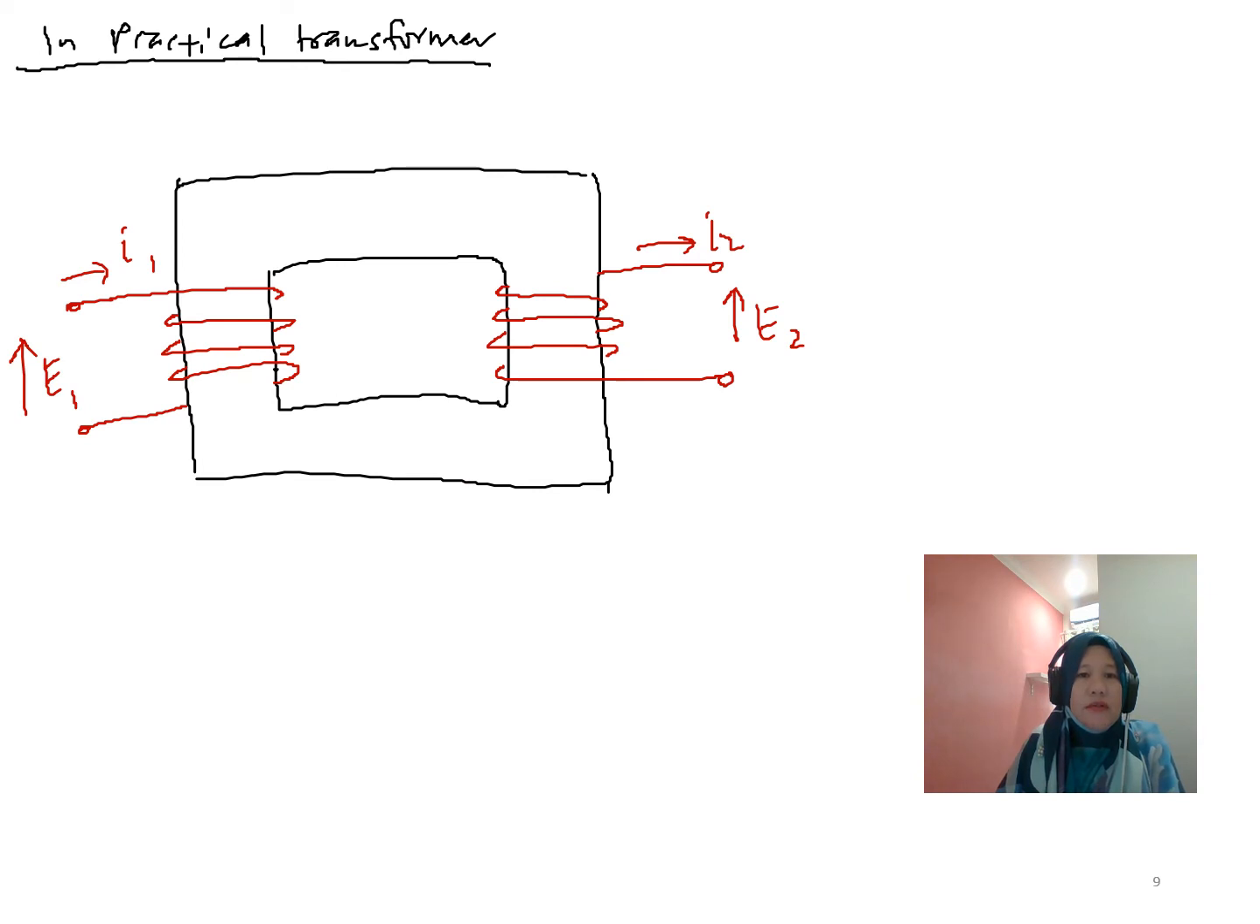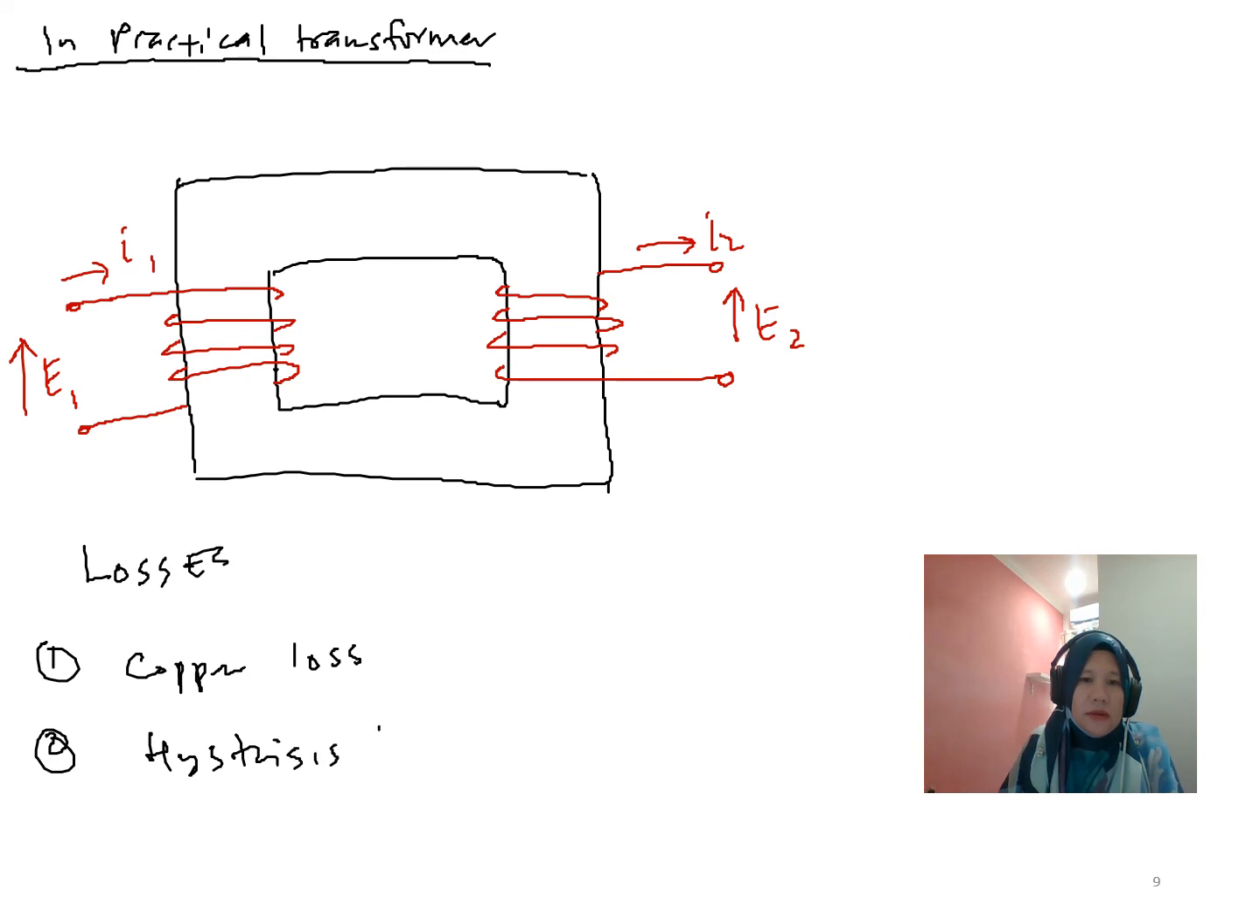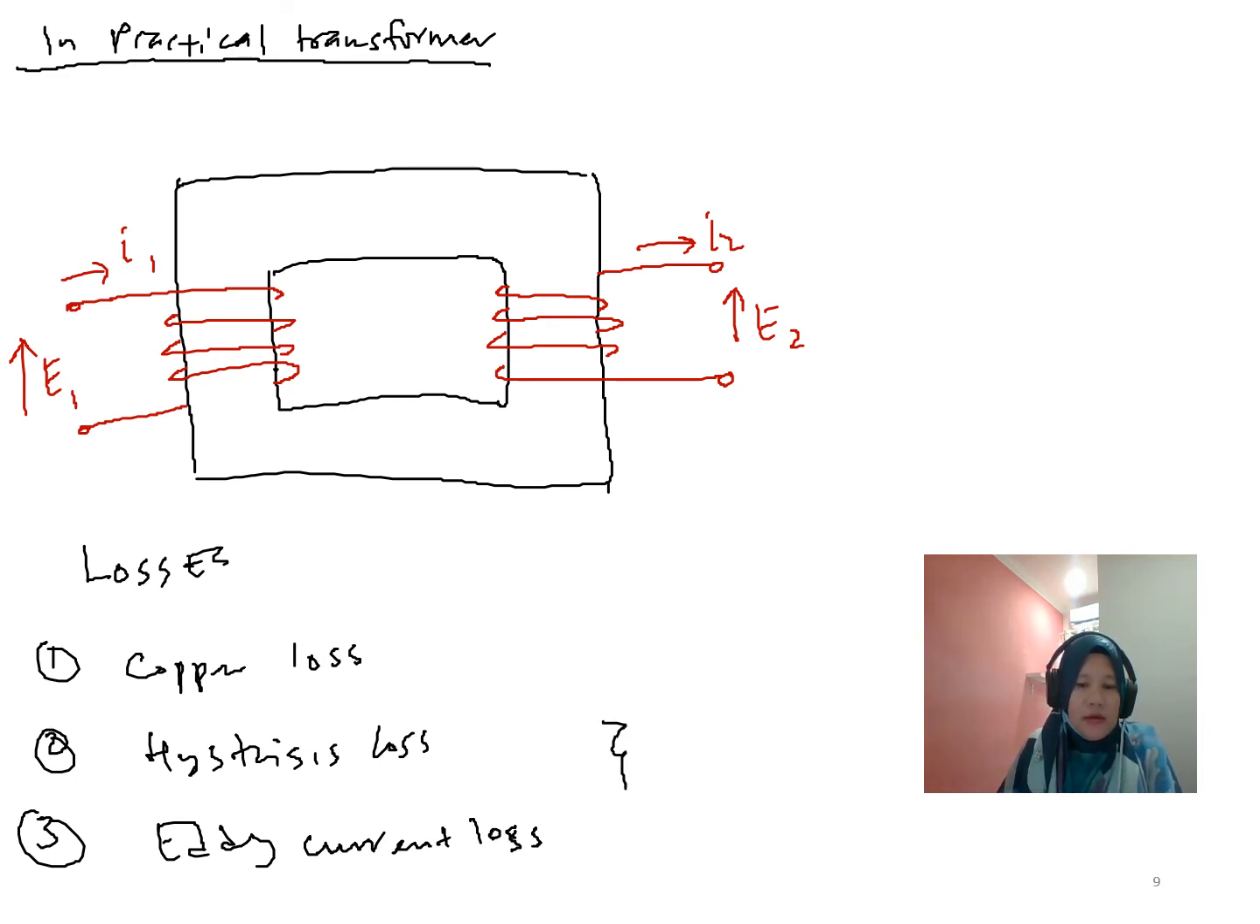So in a practical transformer, there are three types of losses. The first one is the copper loss due to the winding of the transformer. The second one is the hysteresis loss. And the third one is the eddy current loss. The hysteresis and eddy current losses occur at the core of the transformer, so we call these the core losses.